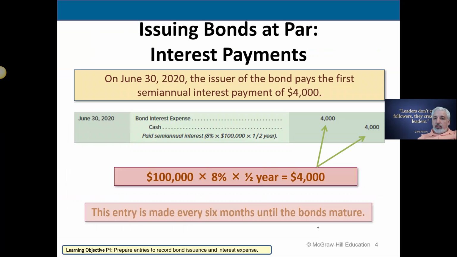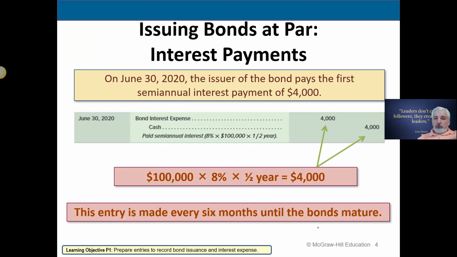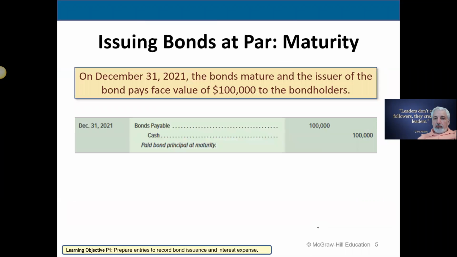It's going to be whatever the percentage is, and this is semi-annual, so half a year times the 8% times 100,000 is $4,000 every 6 months. So $4,000 every 6 months until maturity, and then we pay the $100,000 back. The $100,000 at the end of the term goes right back to whoever gave us the money in the first place.